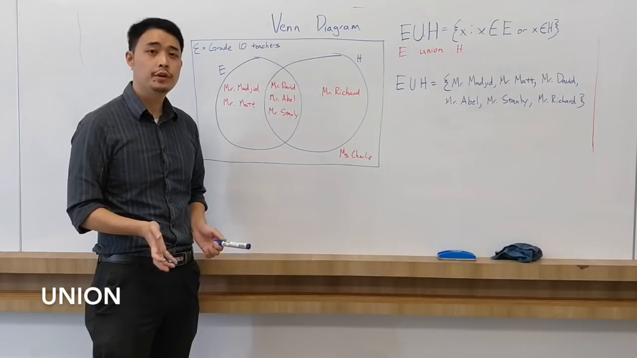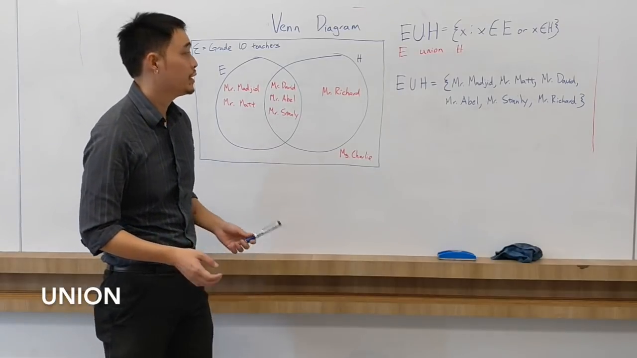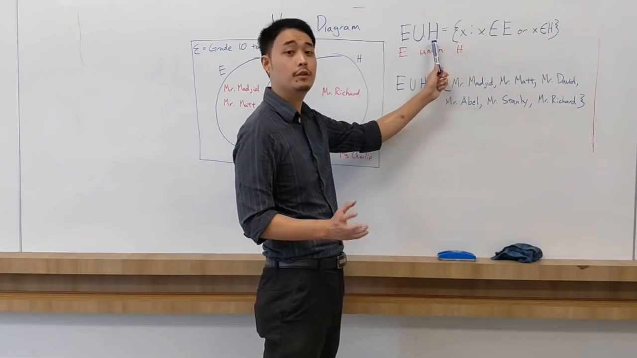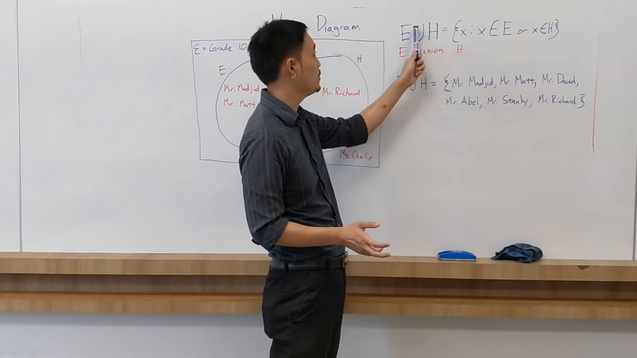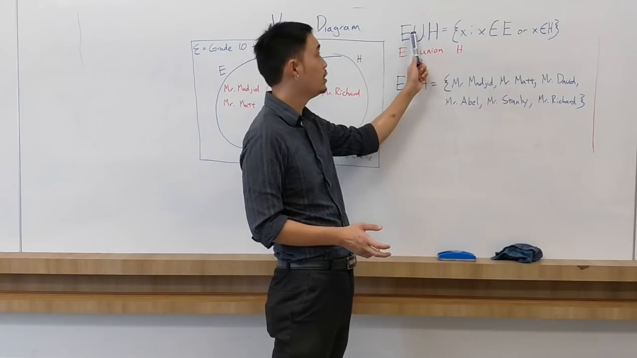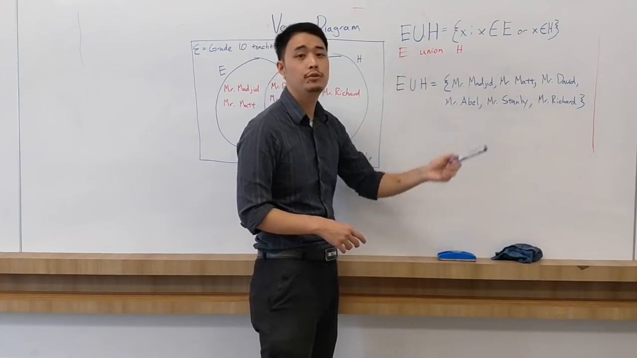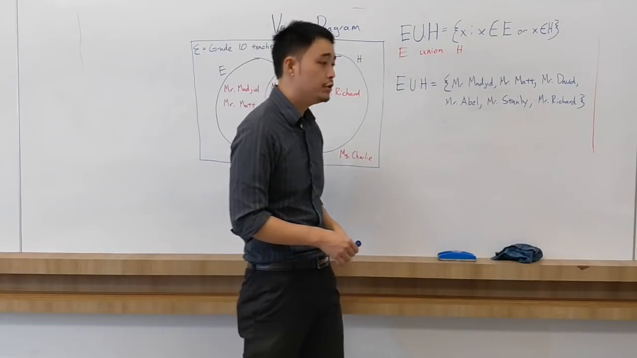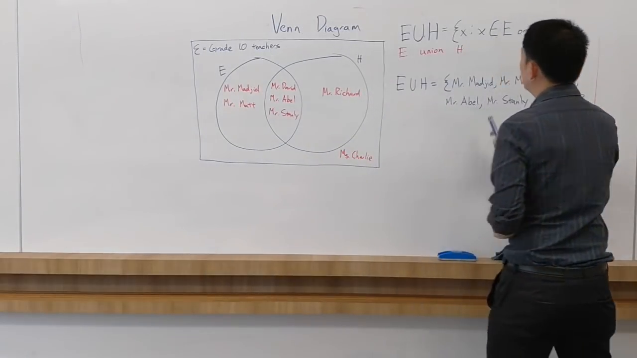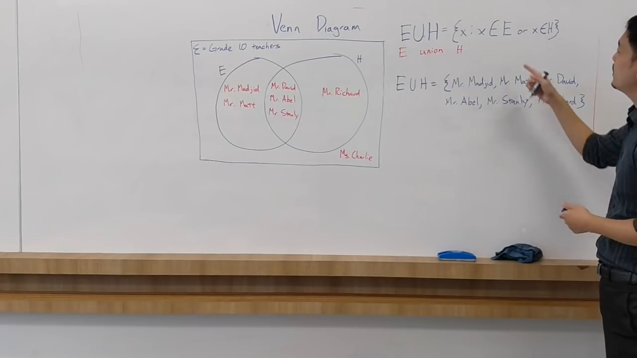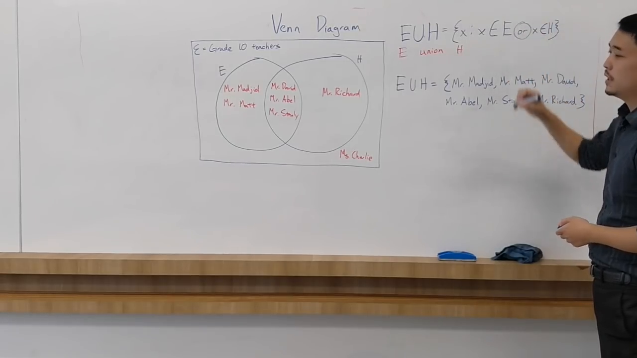Okay, so continuing our examples, now we're going to take a look at the idea of union. So this looks a lot like intersection, the thing that we just looked at, but this is a little bit different. Instead of the upside down U, this is a right side up U, right? So this we call E union H. And the key for union is that instead of x is a member of E and x is a member of H, we just say x is a member of E or x is a member of H.